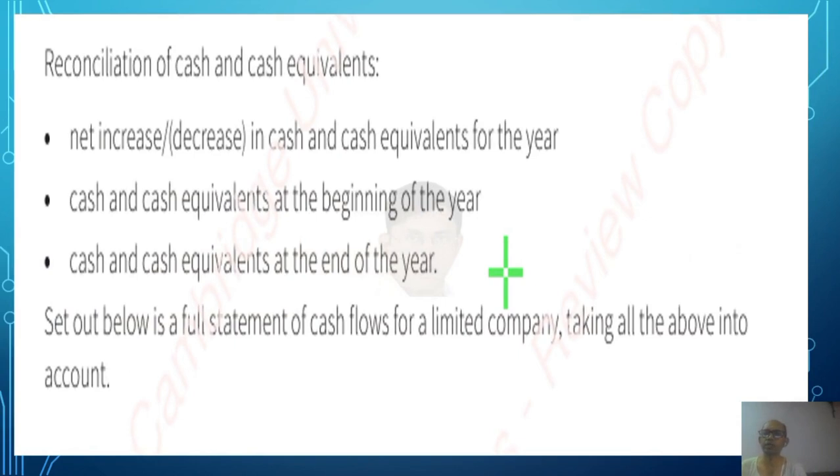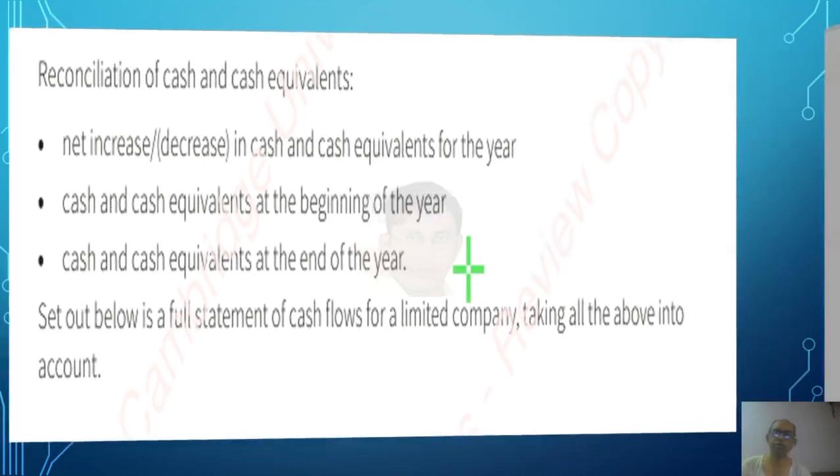Reconciliation of cash and cash equivalents. Net increase or decrease in cash and cash equivalents for the year. Cash and cash equivalents at the beginning of the year. Cash and cash equivalents at the end of the year. Set out below is a full statement of cash flows from a limited company, taking all the above into account.